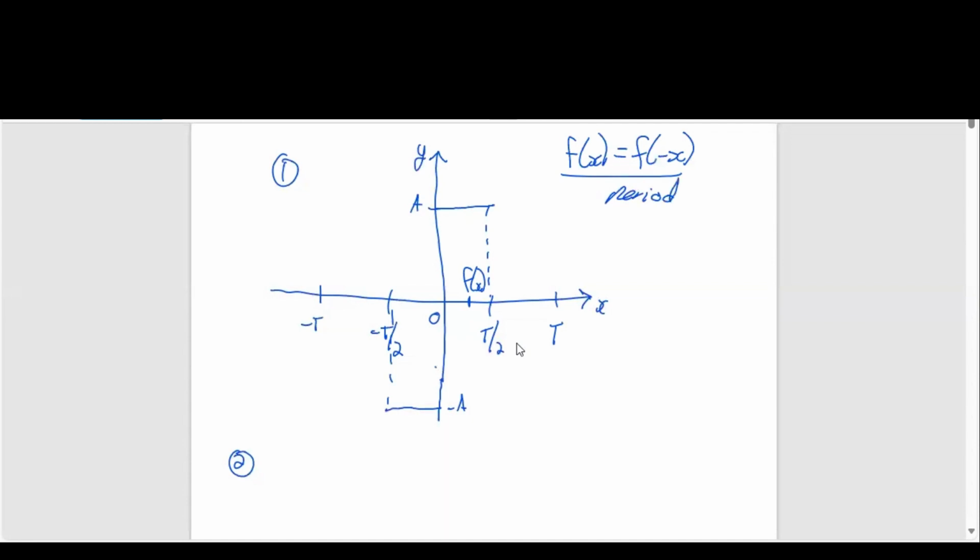Over a period, it must be symmetrical about the y-axis. So let's say I pick this f of x. If I mirror this point across, this here will be f of minus x. The law for an even function is that f of x must point to the same y value as f of minus x.